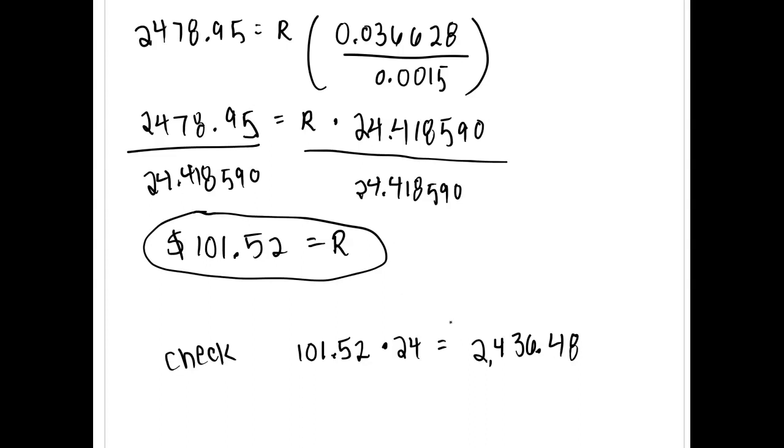A couple red flags would be if this number were way smaller than 2,400 something, or if this number were bigger than $2,478.95, right? Both of those would be a red flag that my regular payment maybe isn't correct. But this looks like a likely amount for my amount invested to then have my future amount be as the problem stated. This concludes example 2, and this concludes video 1.